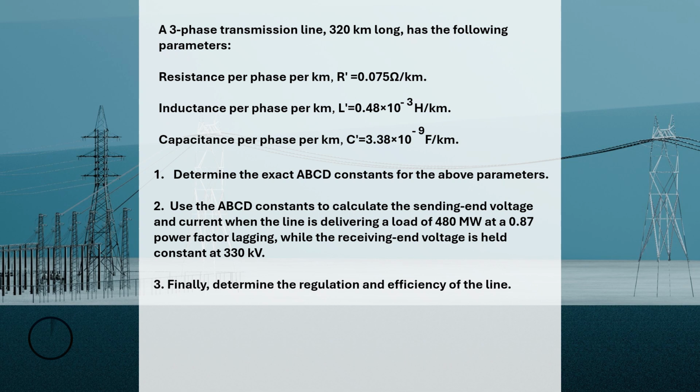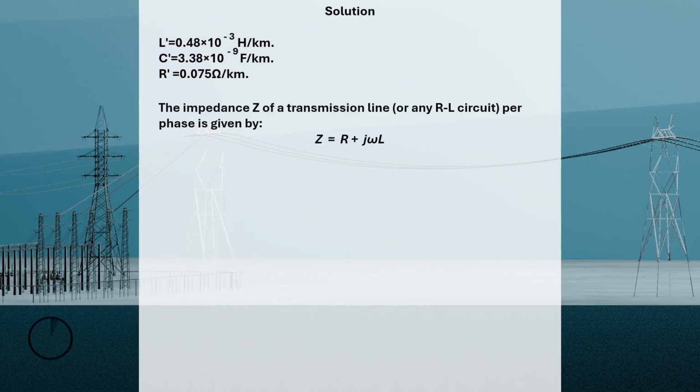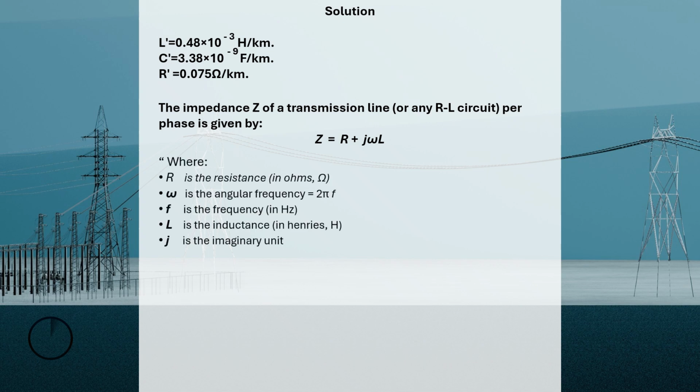Let's begin by looking at the given parameters. Inductance is equal to 0.48 times 10 raised to power minus 3 Henry. Capacitance equals 3.38 times 10 raised to power minus 9. Resistance equals 0.075 ohms. Now we are tasked with calculating the impedance of the circuit. Impedance, in this case, is given by resistance plus j times angular frequency times inductance, where angular frequency equals 2 pi f, and f equals 50 Hz. So when calculated, omega equals 2 pi times 50 equals 314.16 rad per second.